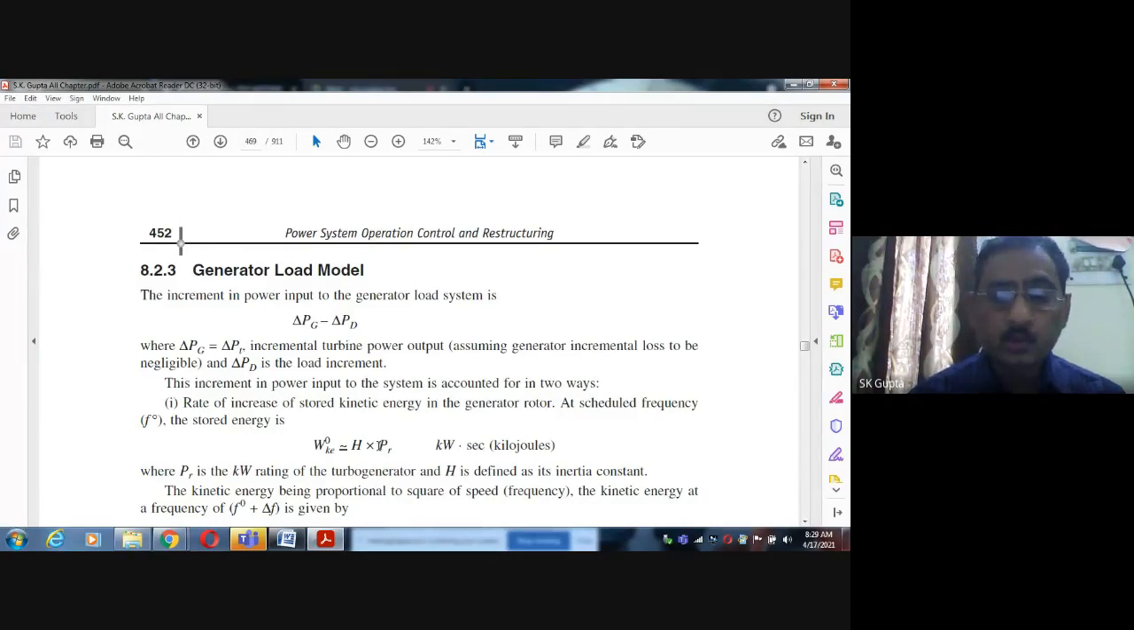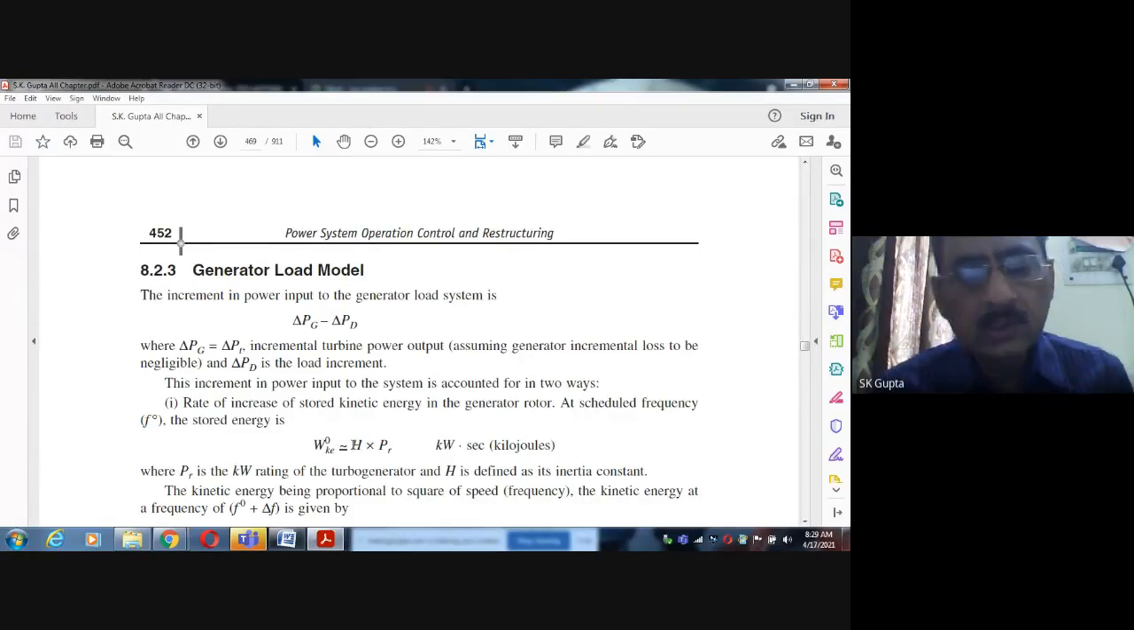So see, the bigger the rating, the bigger the size of the machine. Rating means, if it is a 100 megawatt machine, the size will be big; if it is a 10 megawatt machine, the size will be small. For a 100 megawatt machine the size is very big, sometimes bigger than the size of your labs that you might have seen in laboratory classes. So the size of the generator is very, very big. Sometimes it is more than the size of 4-5 rooms of a house.